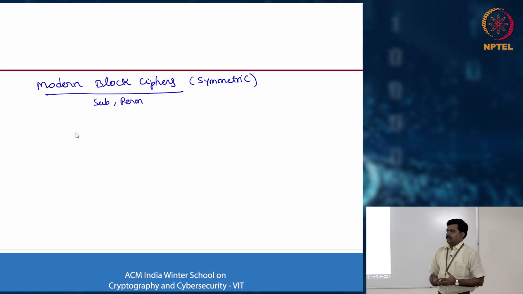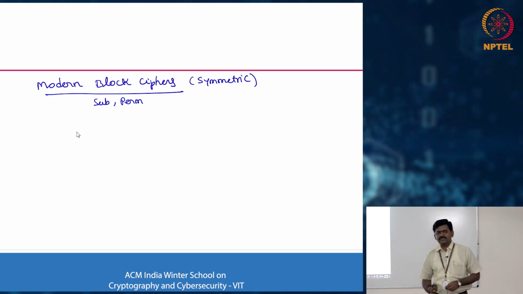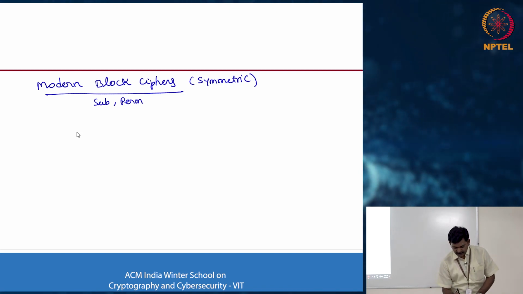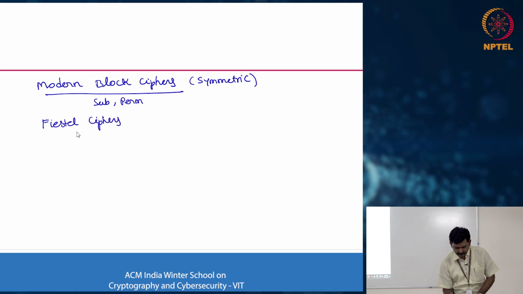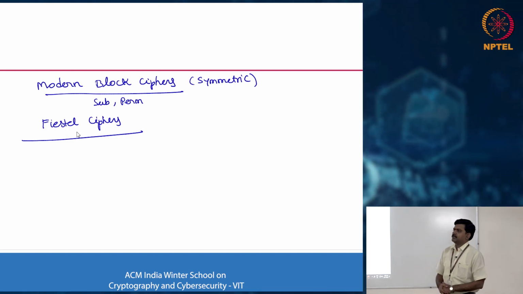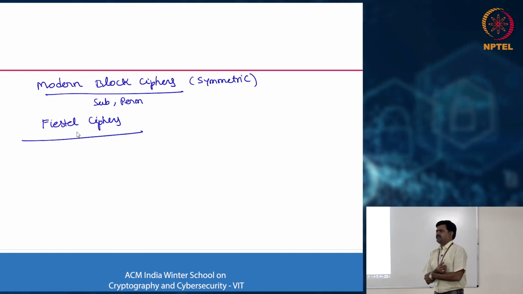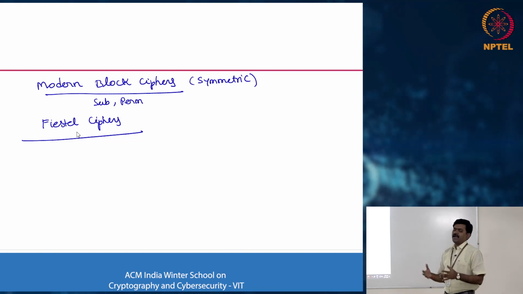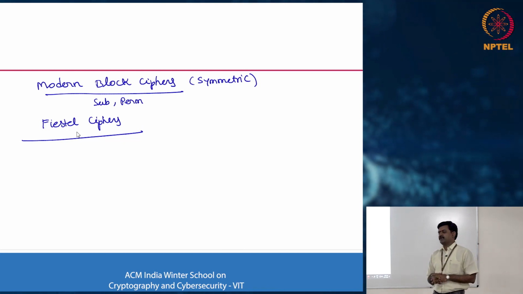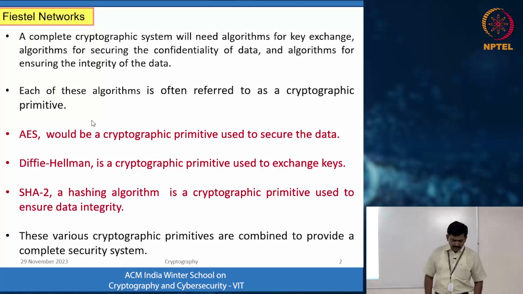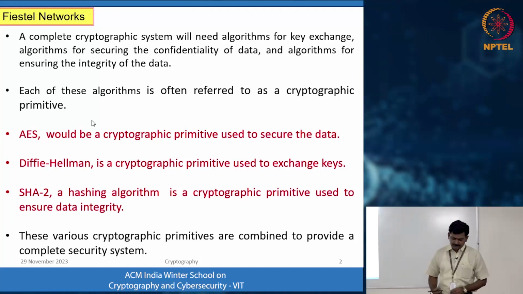The roots for modern block ciphers which are symmetric lie with the Feistel ciphers. The most popular ones are the Feistel ciphers. The majority of the symmetric block ciphers are of the category called Feistel ciphers. Why they are called Feistel ciphers, we will discuss later. Before we proceed, you need to understand one thing.